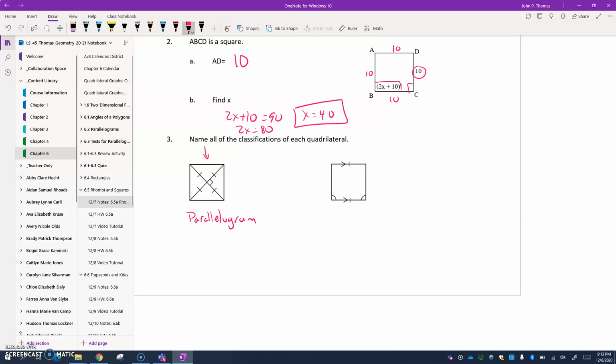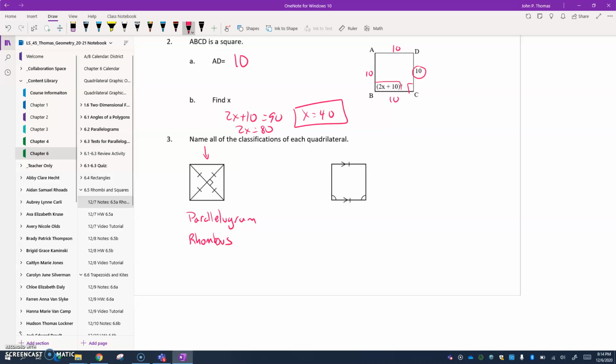All right, so that is the classification we could give for this one. Next thing I notice is that the diagonals are perpendicular. If the diagonals are perpendicular, that puts me in rhombus, as long as we already know it's a parallelogram. So we know this is a rhombus.